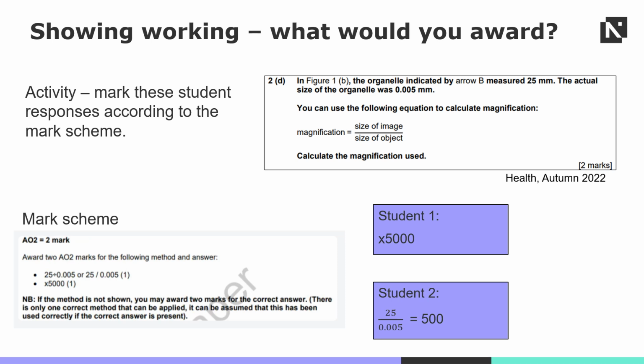Okay, so looking at the responses, the first student is actually awarded 2 out of 2 marks. Despite the fact that all they've written is the answer, the question doesn't specify that they need to show their working out for this question to achieve full marks, so they would gain all of the marks for the question. However, the second student would only gain 1 mark because although their method is correct, perhaps they've made a calculation error and their answer is not correct, so they would gain 1 of the 2 marks.